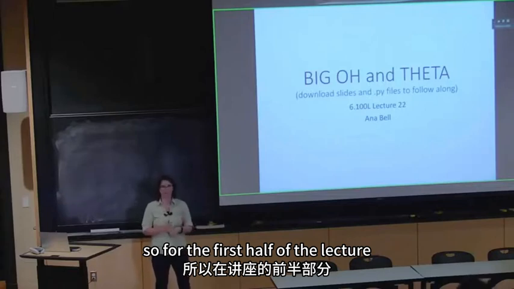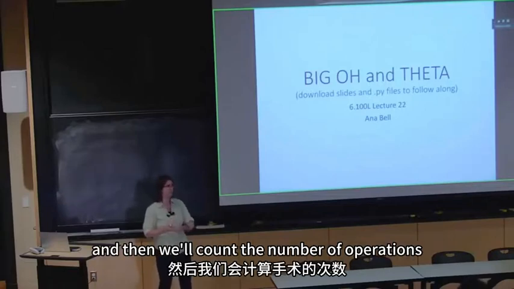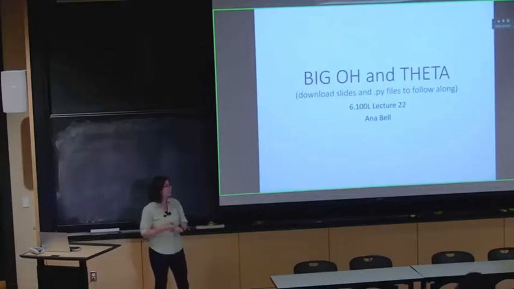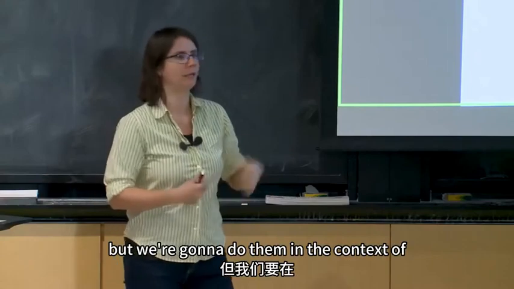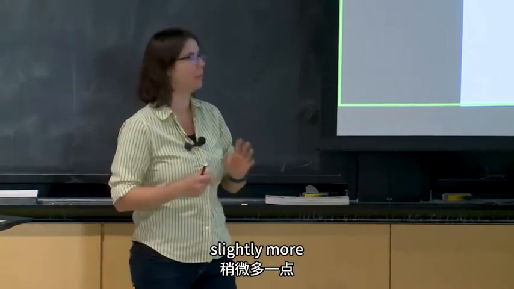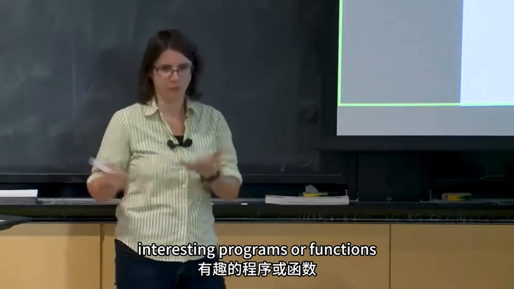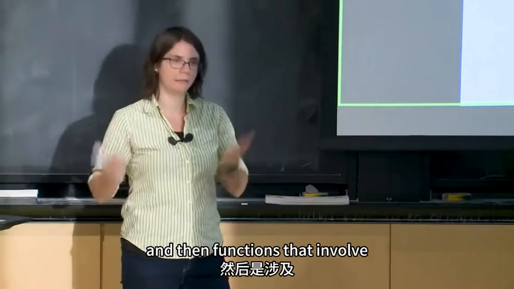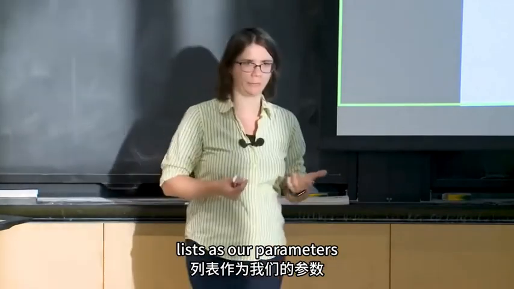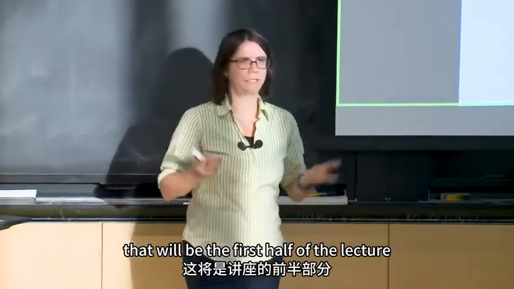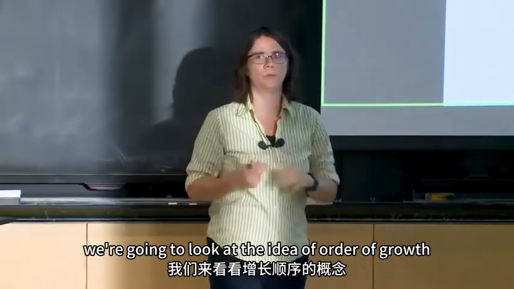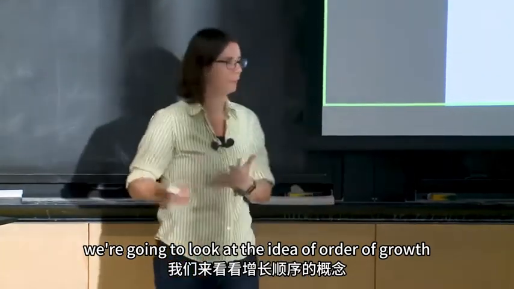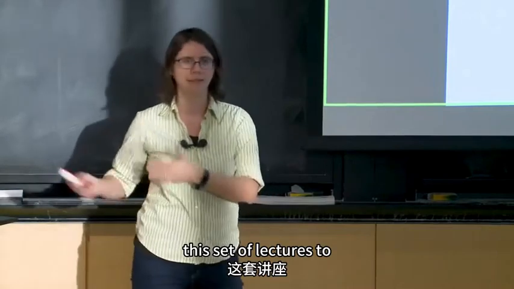For the first half of the lecture, we'll time a bunch of programs, and then we'll count the number of operations, just like before. But we're going to do them in the context of slightly more interesting programs or functions involving just pure numbers as our parameters, and then functions that involve lists as our parameters. That'll be the first half of the lecture, and then from there on, we're going to look at the idea of order of growth, which is kind of what we're building up this set of lectures to.